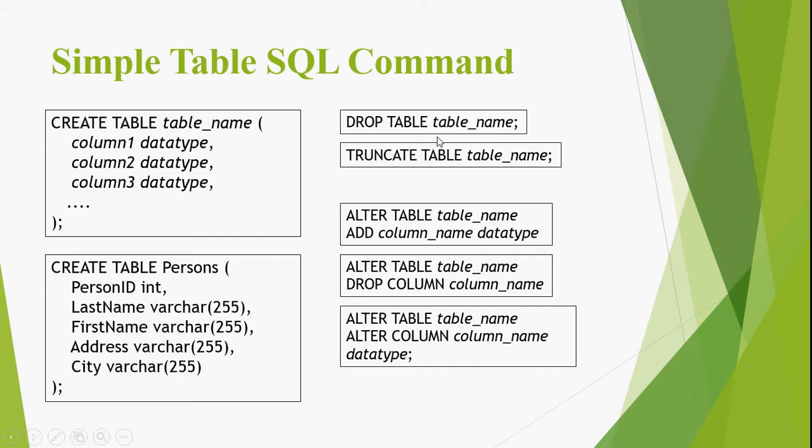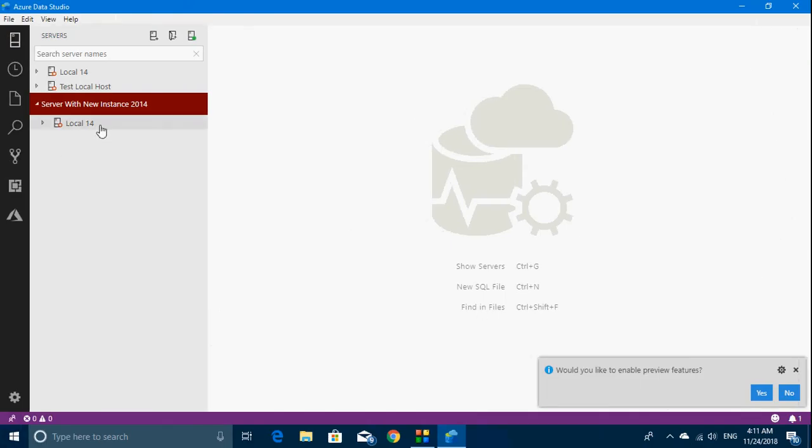And some other commands: drop table, table name, and truncate table, table name. Alter table, table name, add column, data type. So this is altering a table and adding a column. Alter table, table name, drop column. So again this is altering a table and dropping a column. And alter table, table name, alter column. So this is altering a column in a different way. Now I'll show you how to use these things.